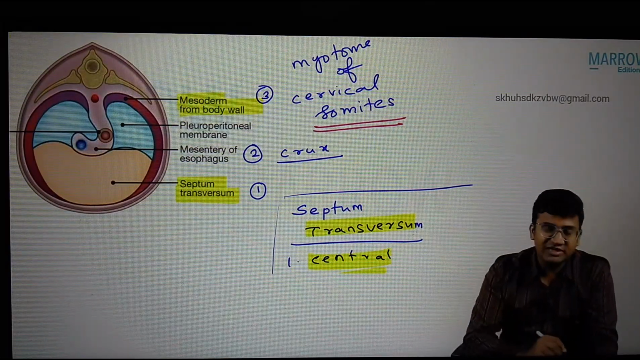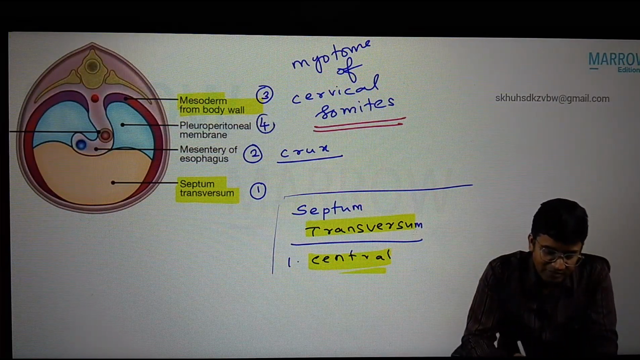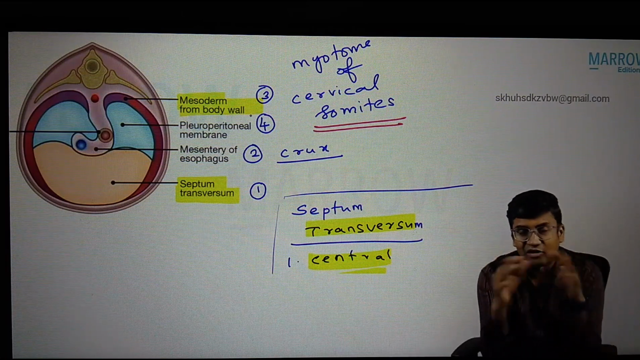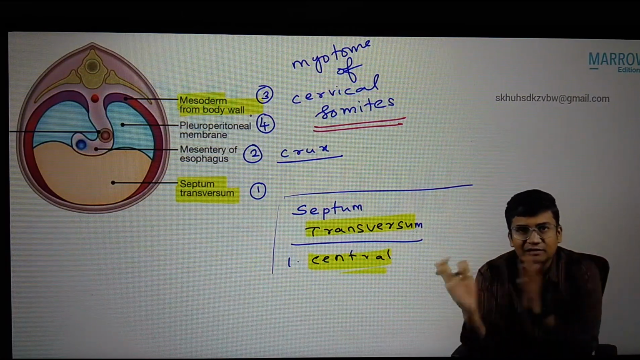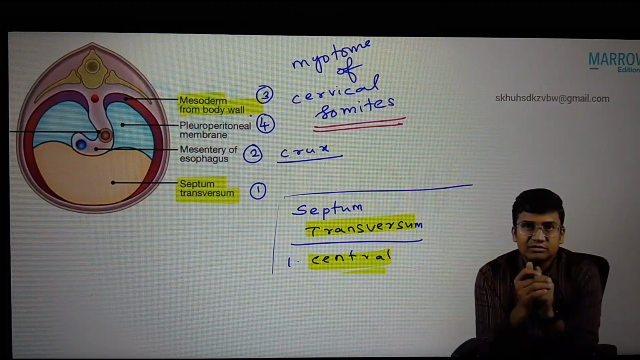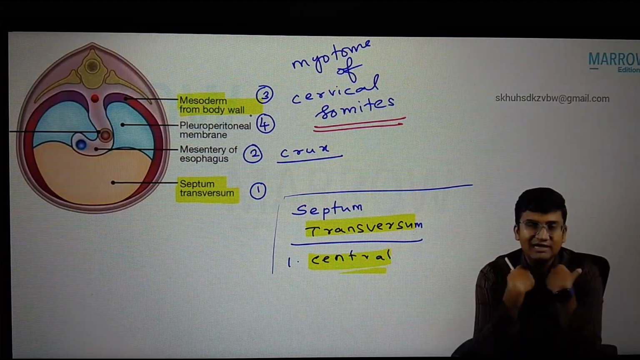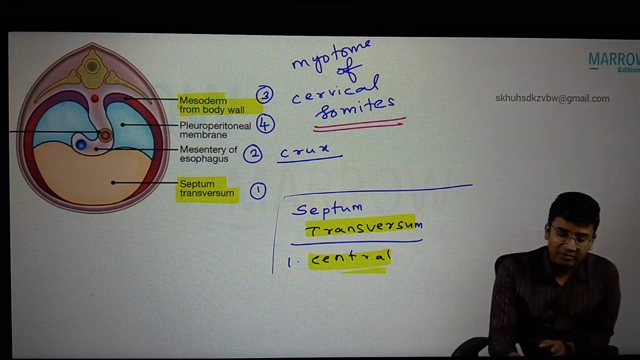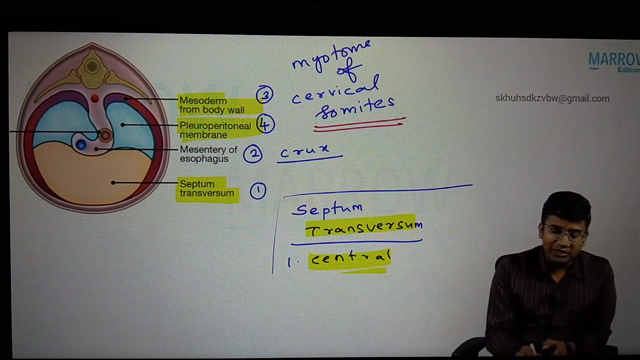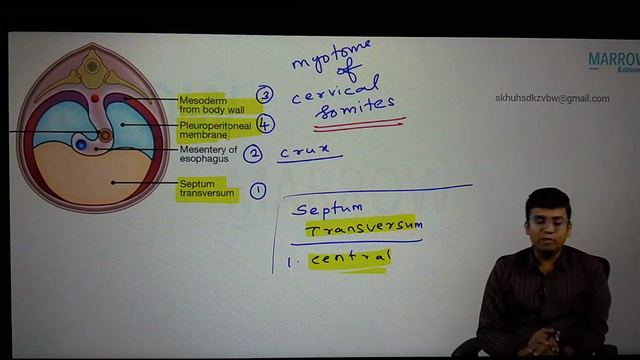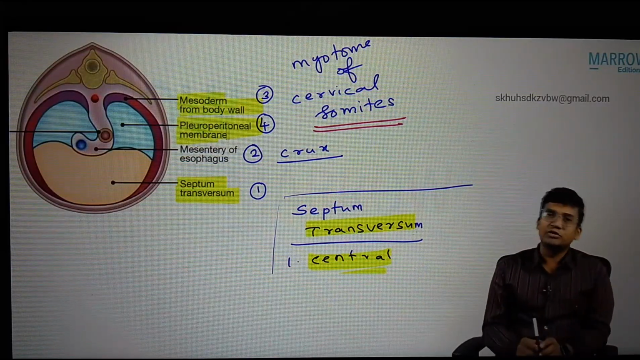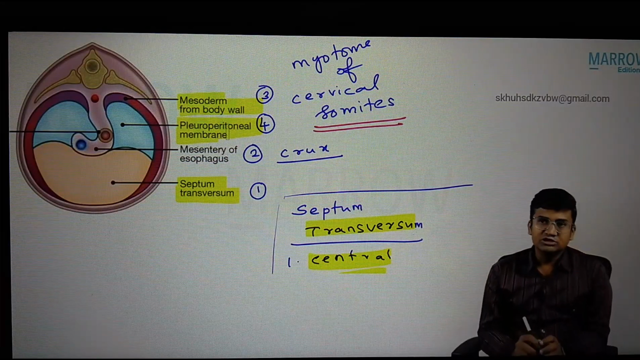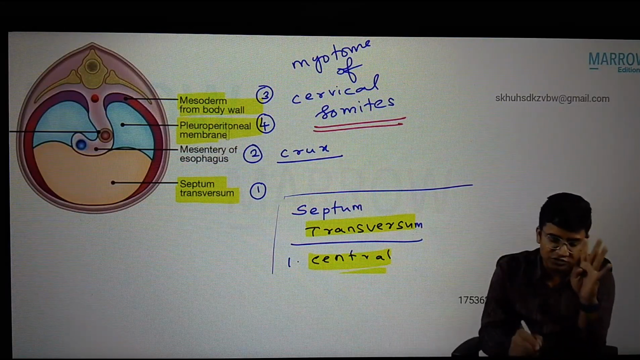One last contribution for the diaphragm is the pleuroperitoneal membrane. Initially we have a canal, a communication between the pleural cavity and the peritoneal cavity. Now this communication is closed by one membrane called the pleuroperitoneal membrane. So the pleuroperitoneal membrane closes the pleuroperitoneal canal and helps in the development of the diaphragm. So the diaphragm is coming from these four sources.